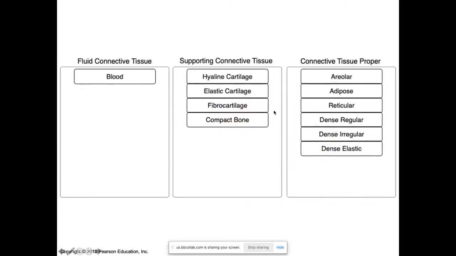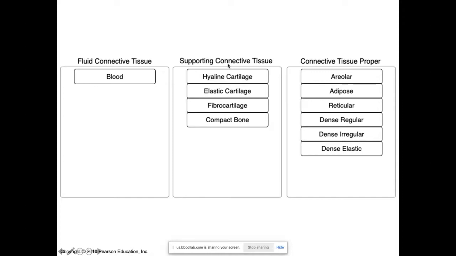Okay, so let's just go back to a quick little review here. We have supporting connective tissue proper, and fluid connective tissue. Let's do it in the order that we learned it. So connective tissue proper, we had loose connective tissue proper, which was areolar, adipose, and reticular. And then there was dense, which was dense regular, dense irregular, and dense elastic.